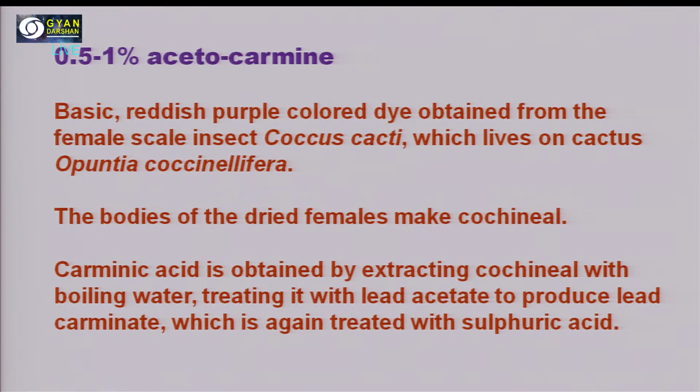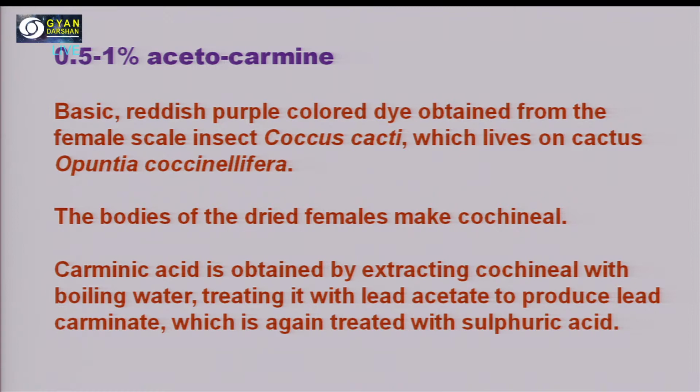Next we go to acetocarmine. This is another very important stain. Normally 0.5 to 1% acetocarmine is prepared. Now what is the source of this carmine? It is a reddish purple colored dye which is obtained from the female scale insect Coccus cacti, which lives on cactus Opuntia coccinellifera. The bodies of the dried females make cochineal.